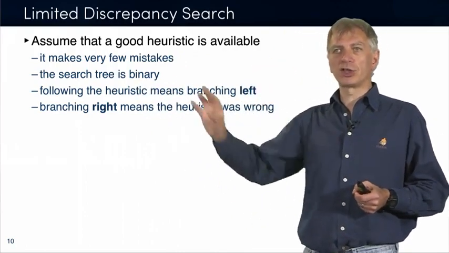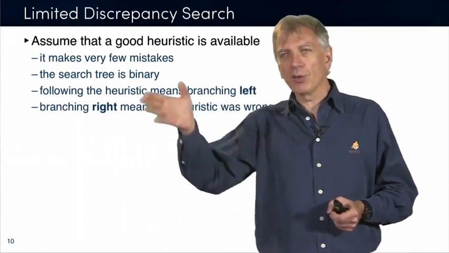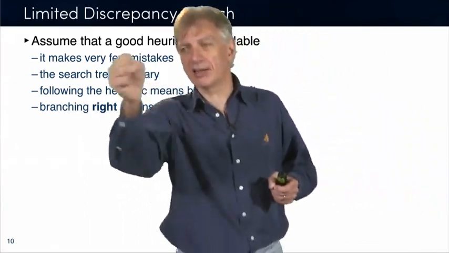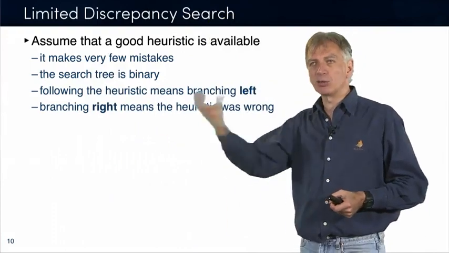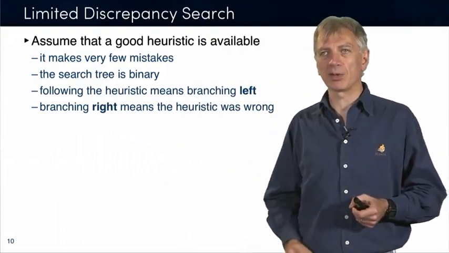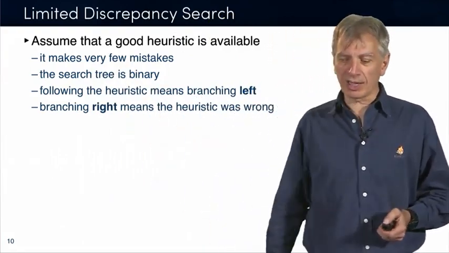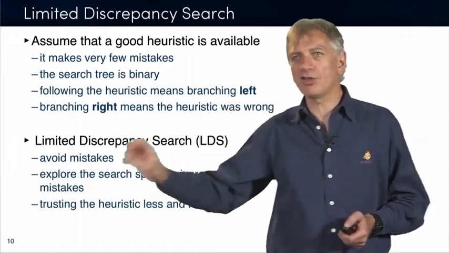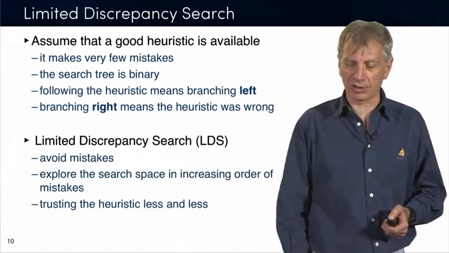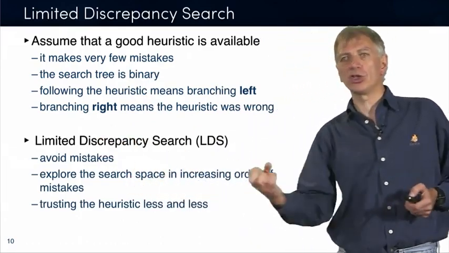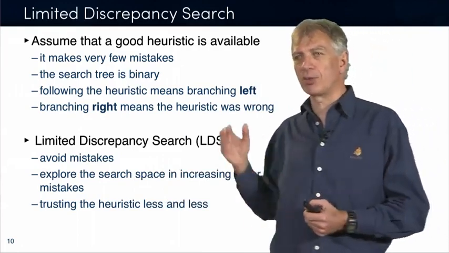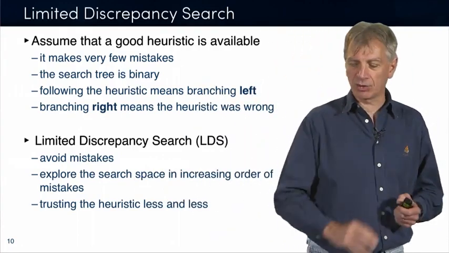We assume that the search tree is binary, and following the heuristic means always going left, left, left, left. So you select the item, you select the item, you select the item. Branching right means the heuristic is making a mistake. This is what limited discrepancy search does: it wants to avoid mistakes at all costs. So we basically explore the search space by increasing number of mistakes. We first explore something which has 0 mistakes, then 1 mistake, and 2 mistakes.